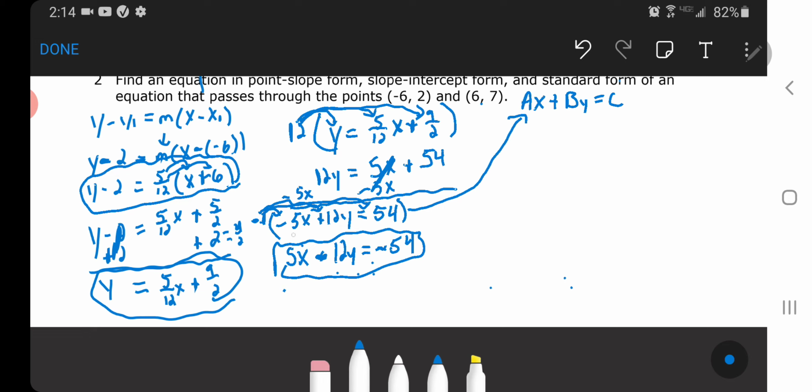Like I said, essentially it's just changing everybody's sign. The x was a negative, now I made it a positive. The y was a positive, now I made it a negative. 54 was a positive, now I made it a negative. You only have to do that if the a is a negative. All right.